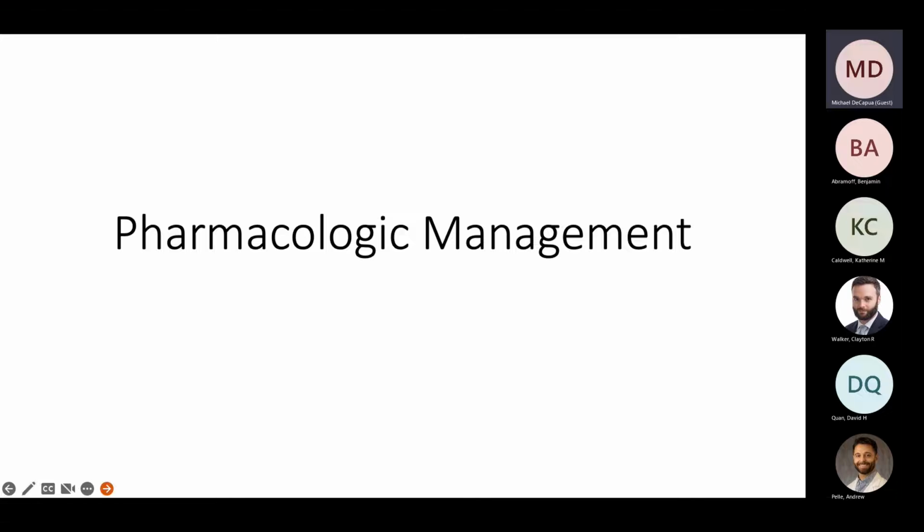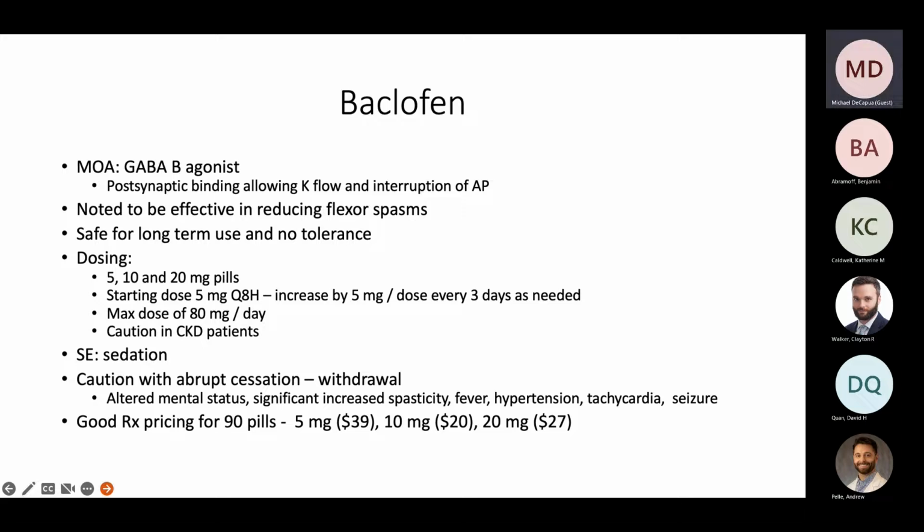So the first part, we'll talk about some of the pharmacologic efforts that we can use to manage spasticity, many of which we see both in the inpatient and outpatient setting. And then we'll get into some of the non-pharmacologic or adjuvant treatments that we have available to us. So the first medication we'll talk about is baclofen.